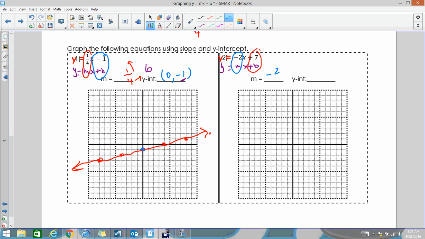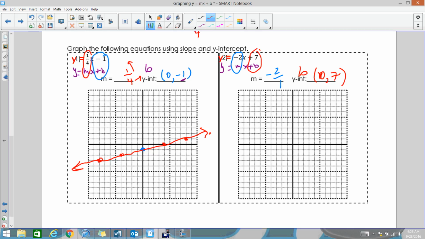Now here's the thing. If it's not a fraction, make it a fraction by putting it over 1. That's going to help us out. And our b is 7, so it should be 0, 7. So our y-intercept is our b. So we're going to begin with that first point, 0, 7.